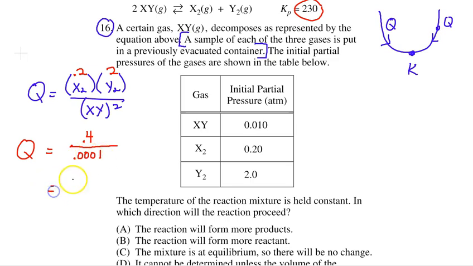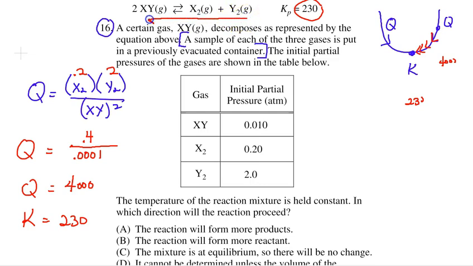And so my Q is going to equal 4,000. Maybe you saw this already and you didn't need my herky-jerky explanation, but clearly Q is 4,000 and my K is 230. My equilibrium is 230. So Q is a bigger value compared to K. So if K is 230 and Q is bigger, in this case 4,000, then it's going to go in the reverse spontaneously. We always move toward equilibrium. So if Q is larger than K, I love these diagrams, now it's going to go backwards toward K. So clearly this reaction is going to go toward the reactants.